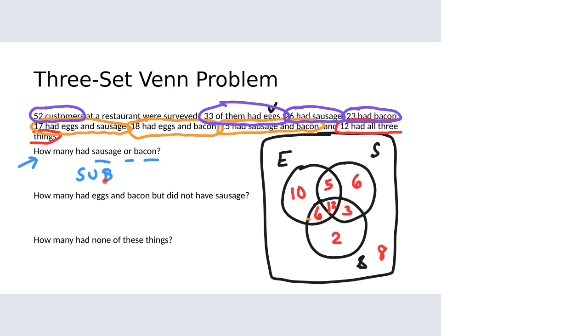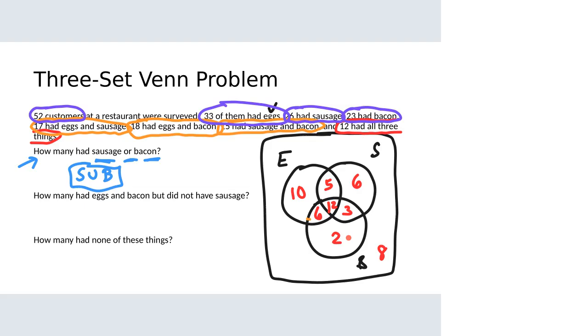But if we look at this and we say, okay, this is sausage or bacon, that's S union B. That's S joined with B. So if I was going to shade, I would shade all those. So those are the ones I want to count here. So if I want to count up all the people that had sausage or bacon, that's going to be 5 plus 6 plus 6 plus 12 plus 3 plus 2. That's going to be our number. Everybody in those two circles, we end up with 34. So that's very good that 34 was a real common answer there.